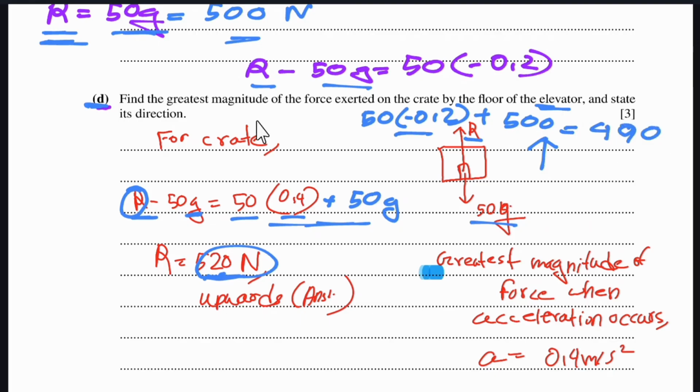So in all these situations, when the elevator is accelerating 520, when the elevator is moving at a constant speed 500 Newton, and when it is decelerating, the force is 490 Newton. So in all these cases, we can see that when it is accelerating, the value of forward force, that is the force by the elevator, is greatest. So the greatest magnitude of force when acceleration occurs, and the acceleration value is 0.4 as given in the question. So the greatest value of force is 520 Newton, and it is acting upwards. Since this is the force by the elevator, the force is obviously acting upward.